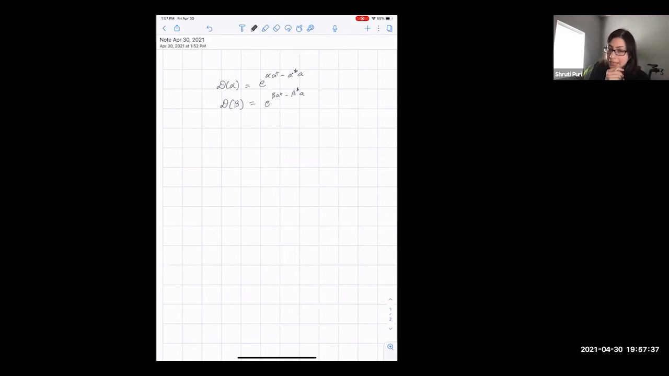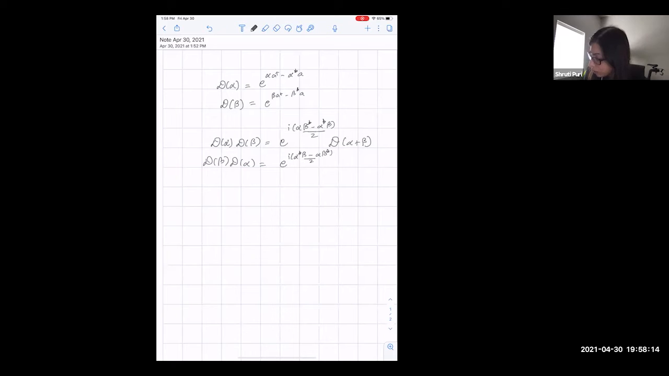Okay, and now in the homework, if somebody had the patience to actually work out some of the problems, you would have seen that there's a property that if you have displacement alpha times displacement beta, then this is equal to e to the i (alpha beta star minus alpha star beta) over 2 times displacement of alpha plus beta. And similarly, displacement of beta times displacement of alpha is going to be e to the i (alpha star beta minus alpha beta star) over 2 times D of alpha plus beta.